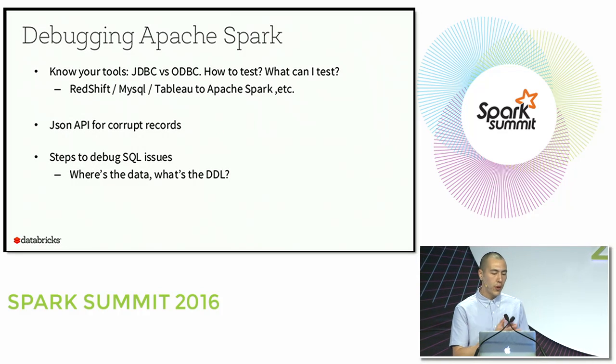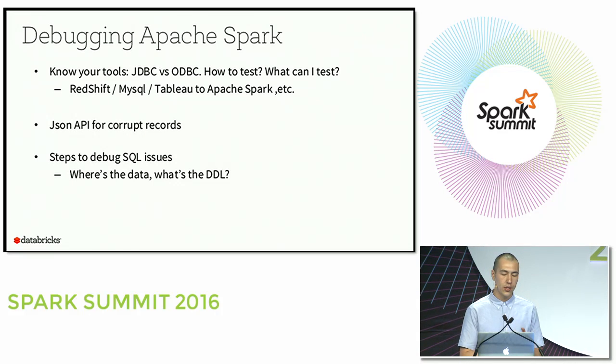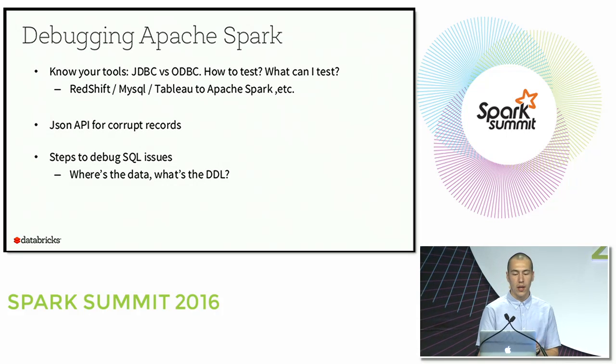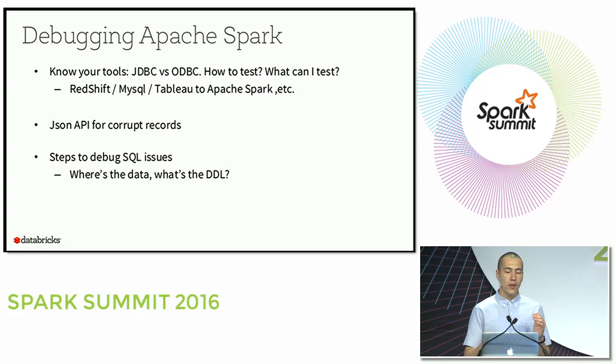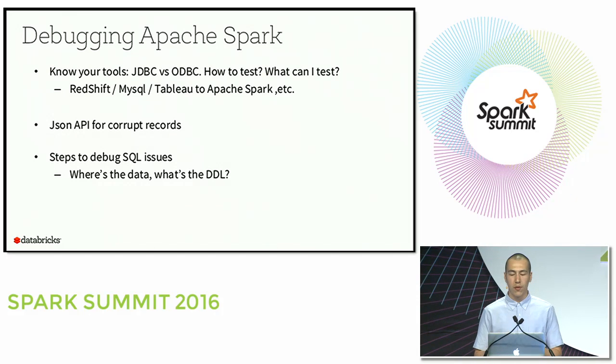A few other things when you're debugging, if you're using JDBC or ODBC, you need to have ways to test those connections to your clusters and make sure that's working. If you're using MySQL or Redshift and connecting with Tableau to Spark, having tests to just test that network connectivity is good. Having other tools to verify that it's not something wrong with your Apache Spark cluster, but maybe somewhere else in the environment.